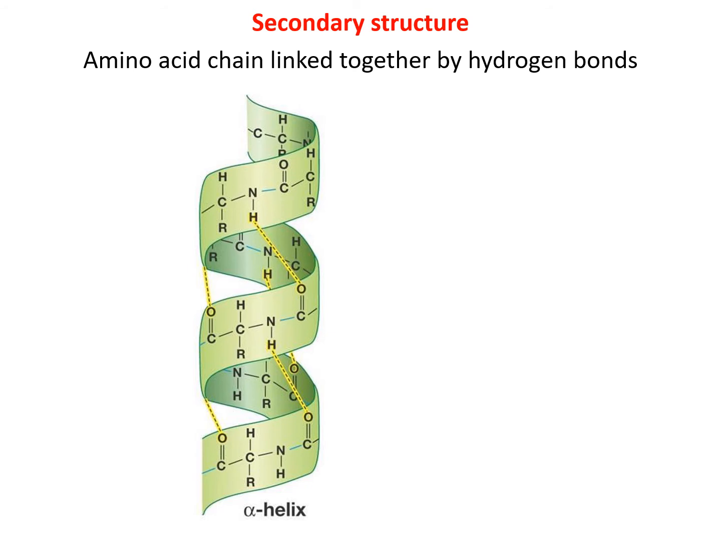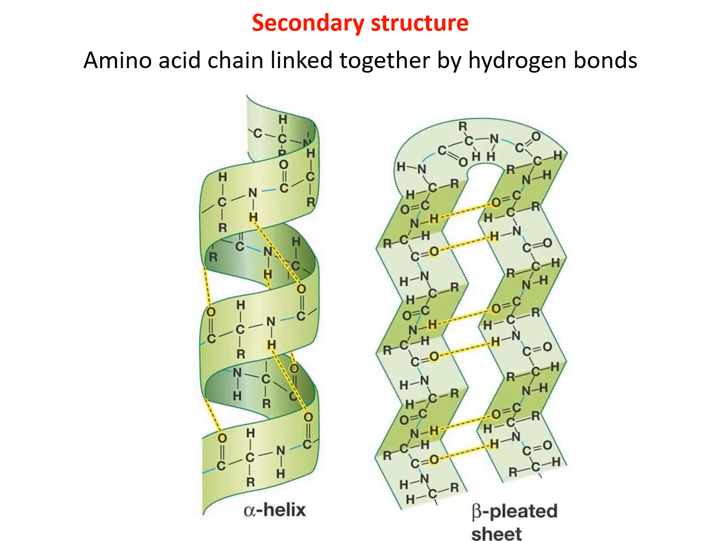That then forms our secondary structure, and now the amino acids themselves start to interact with each other, so the amino acid chain is linked together by hydrogen bonds, and the secondary structure can form one of 2 structures. This is known as an alpha helix, but we can also get something known as a beta pleated sheet.